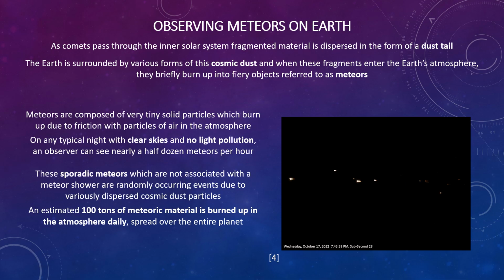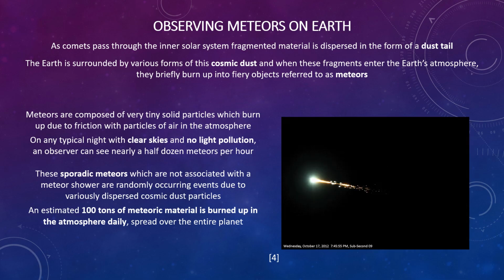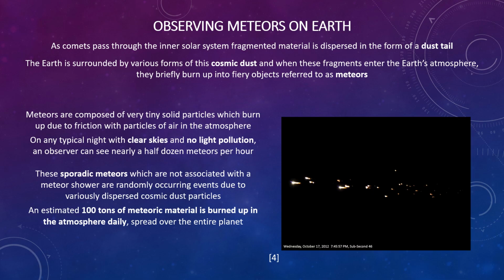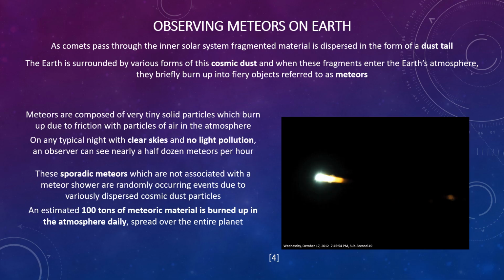It's estimated that 100 tons of meteoric material burns up in our atmosphere every day and is spread over the planet. That's crazy. 100 tons. That's just really wild to think about, that it's always raining dust from space when you go outside.